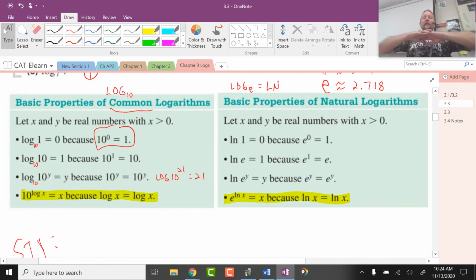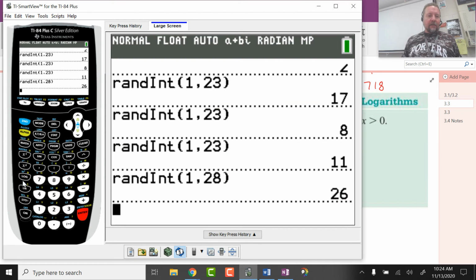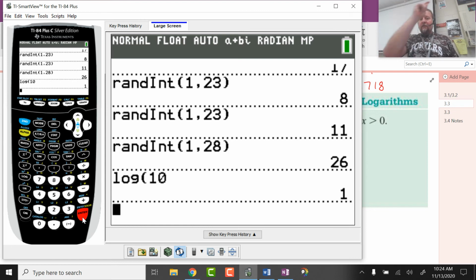All right, and then I did these because there are 2 logarithms on your calculator. Log, that's log base 10. That is why log 10 is 1, because 10 to the first equals 10, knowing your logarithms. And then ln is log base e.